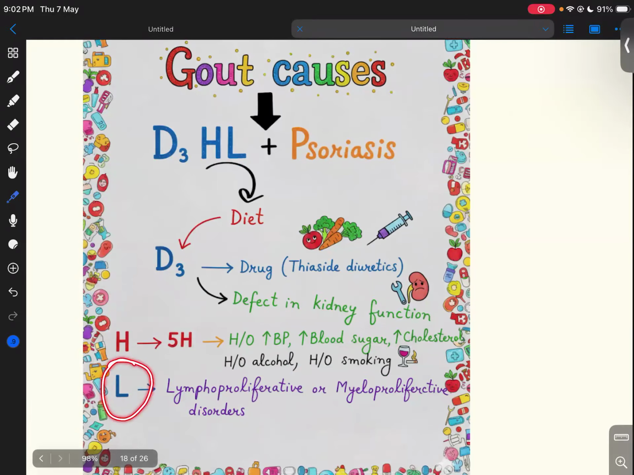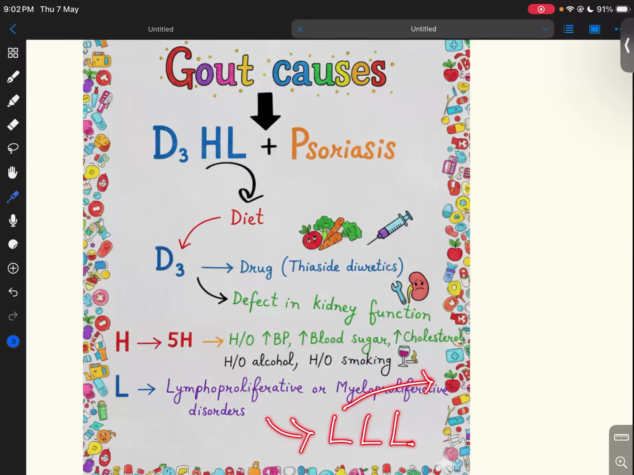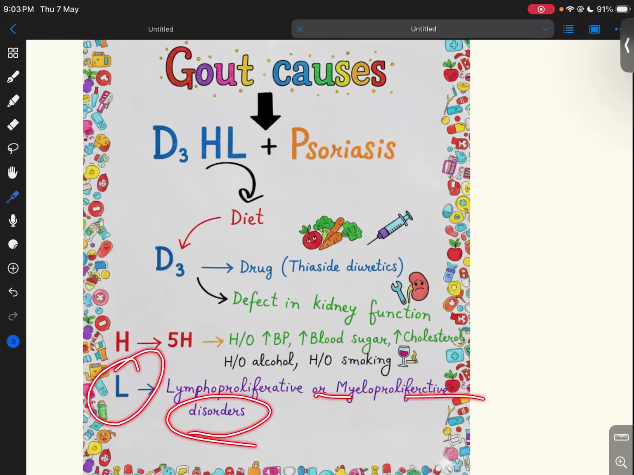The last L is all the cases of cancer, like lymphoproliferative disorder or myeloproliferative disorder. To rule them out, we have already discussed in our last session. Remember the triple L for any case of cancer. The triple L are loss of weight, loss of appetite, and lumps and bumps in the body. We just have to ask the patient, do you have any loss of weight, any loss of appetite? Have you noticed any lumps and bumps in the body? To rule out any case of cancer or lymphoproliferative and myeloproliferative disorder.